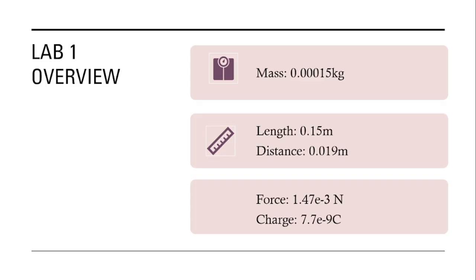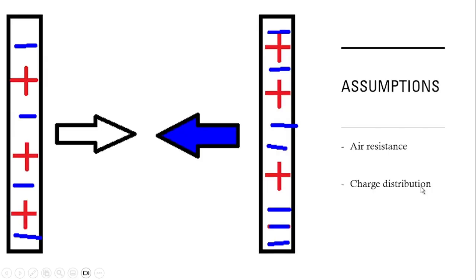The distance at which the piece of tape began to move due to the electric force from the bottom tape was 0.019 meters. We calculated that the force acting from the bottom tape onto the top tape, balanced by the electric force and gravity, was 1.47 times 10 to the negative 3 newtons. And we used this to find that the charge from the original lab 1 was 7.7 times 10 to the negative 9 coulombs.